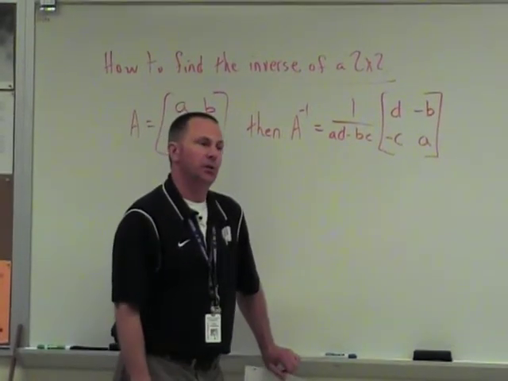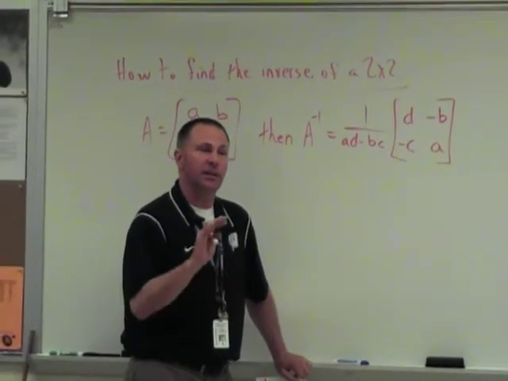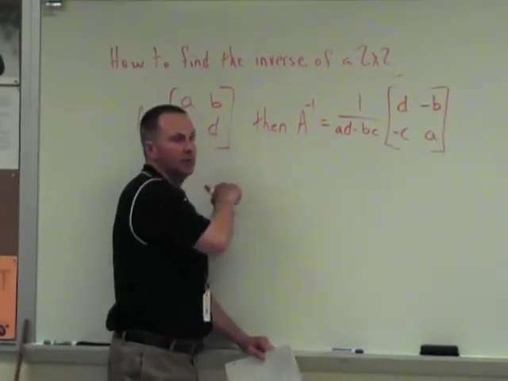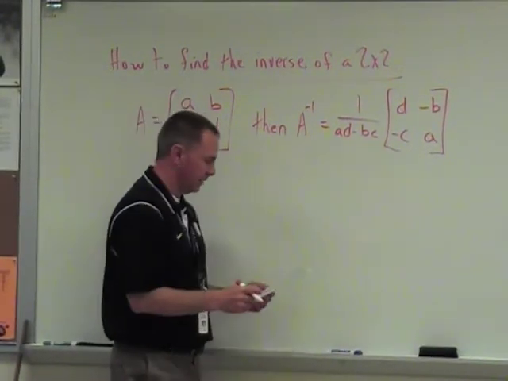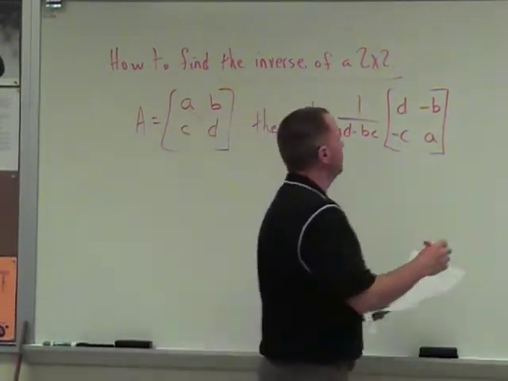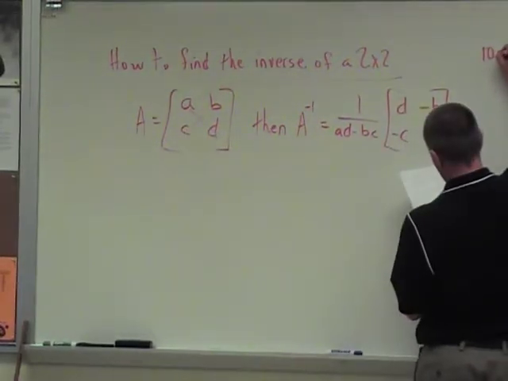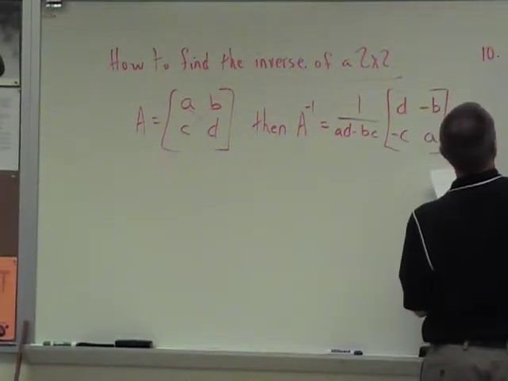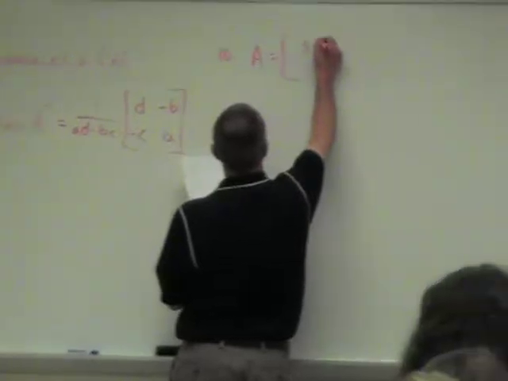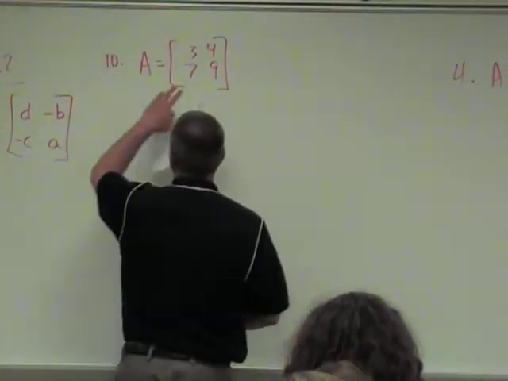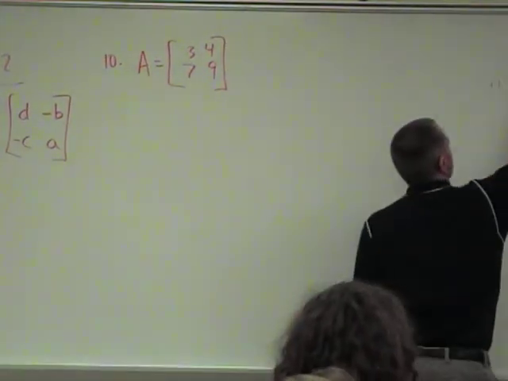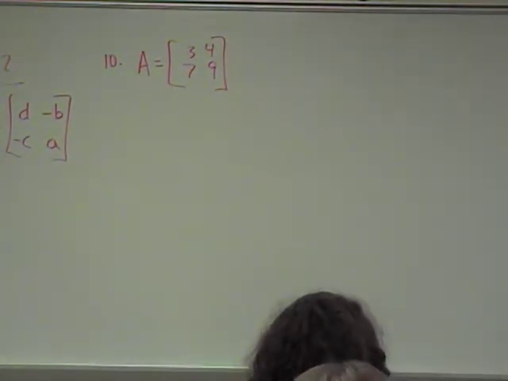That is what you should put on your reference sheet to remind you how to do it, to find the inverse of a 2 by 2. All right, now let's do a problem that has this in it. So number 10. The matrix is 3, 4, 7, 9. Everybody plug those values into the formula, and I'll work it out with you.